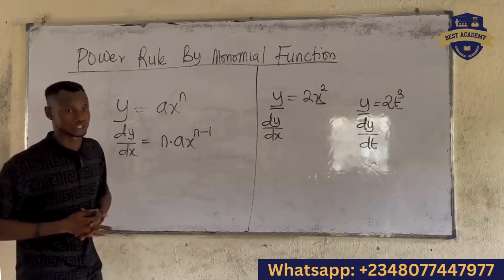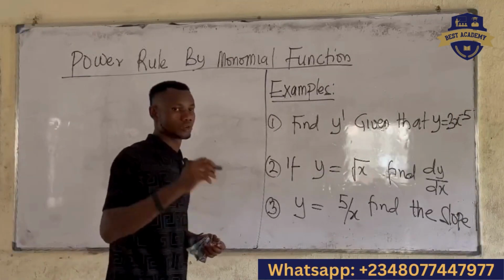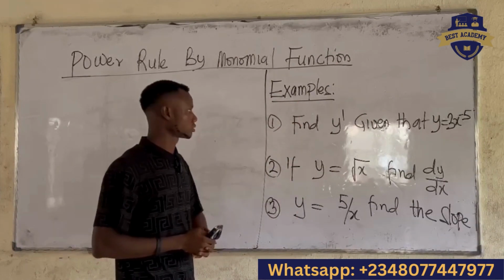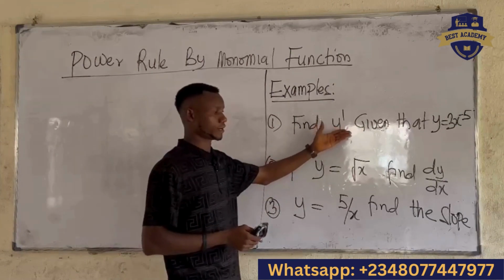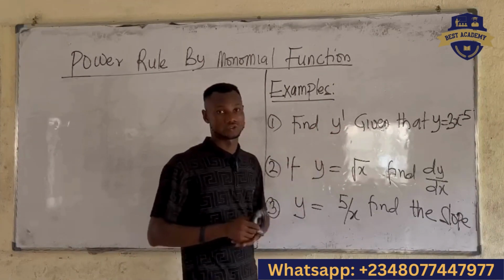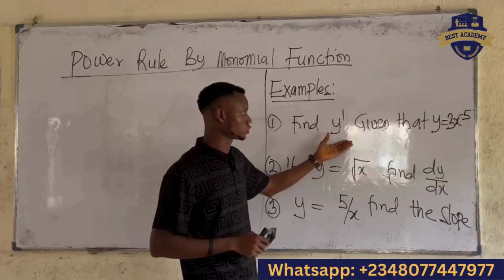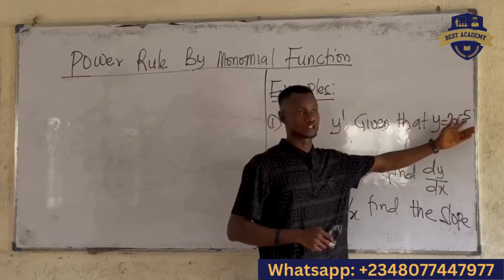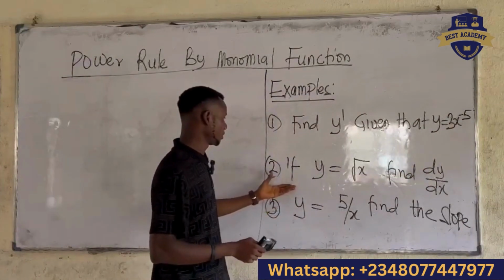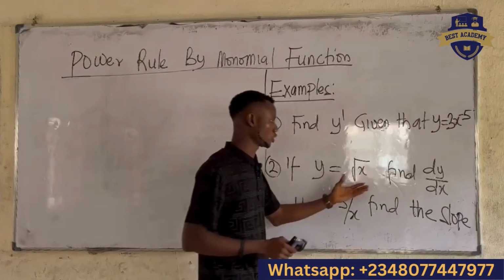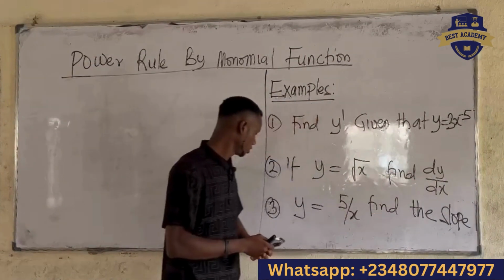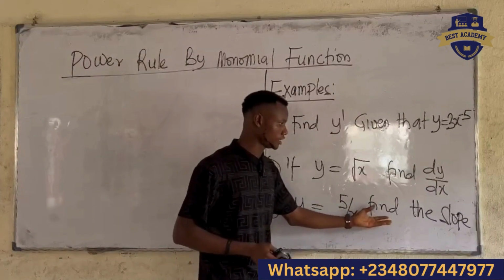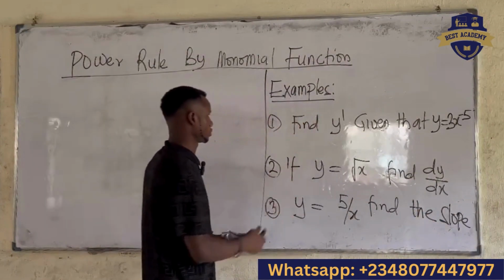So let's solve some questions. Let's take these examples. We say find y prime. Now y prime, in terms of derivative, is the same as dy ds. Please take notes. Number 1: given that y is equal to 3s raised to minus 5. Number 2: if y is equal to square root of s, find dy ds. Question 3: y is equal to 5 over s, find the slope. Now let's try to solve these questions.